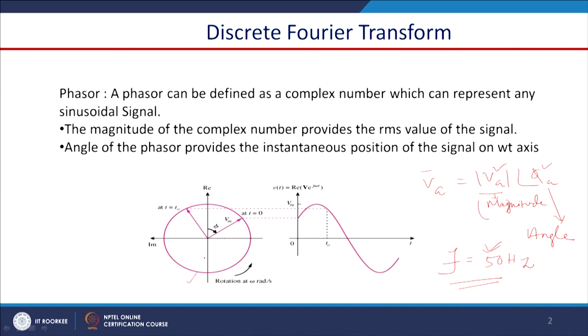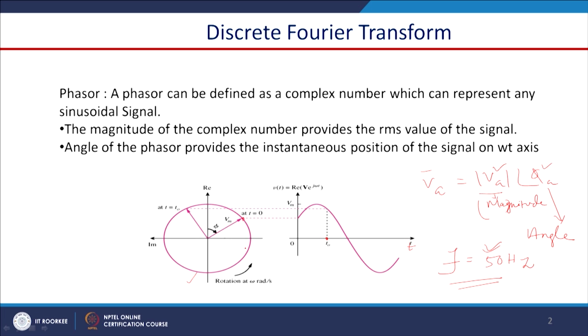If you see this picture, we have taken one phasor position Vm at t equal to 0. This is the rotational plane and this is our sinusoidal plane, where along the x axis we have taken the time axis t, and here is our magnitude Vm. T0 means the starting point of the phasor.